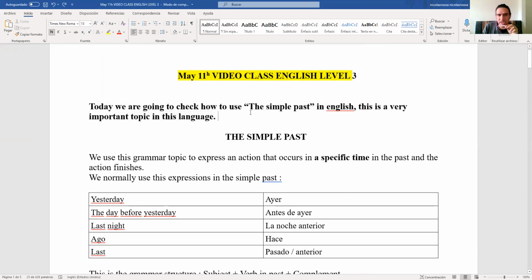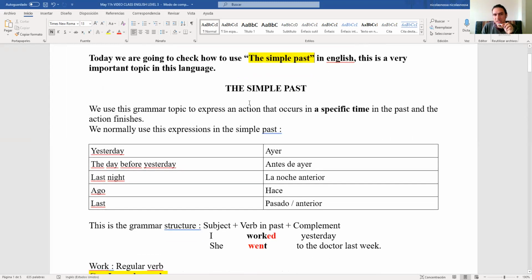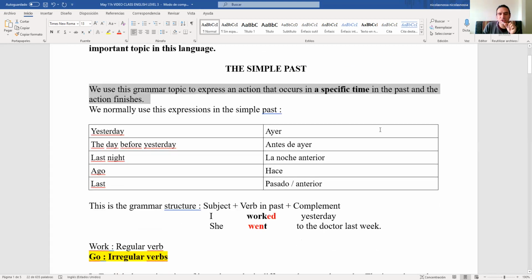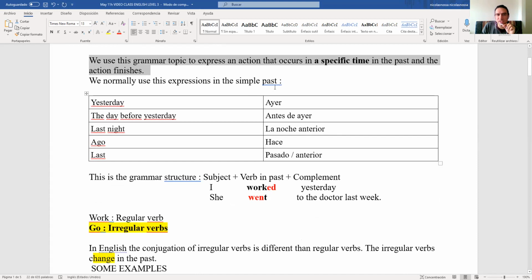Today we are going to check how to use the simple past in English, which is a very important topic in this language. Remember the use of the simple past: we use this grammar topic to express an action that occurs at a specific time in the past and the action finishes. We normally use these expressions in the simple past: yesterday, the day before yesterday, last night, ago, or last. Que ya las habíamos visto en clase.